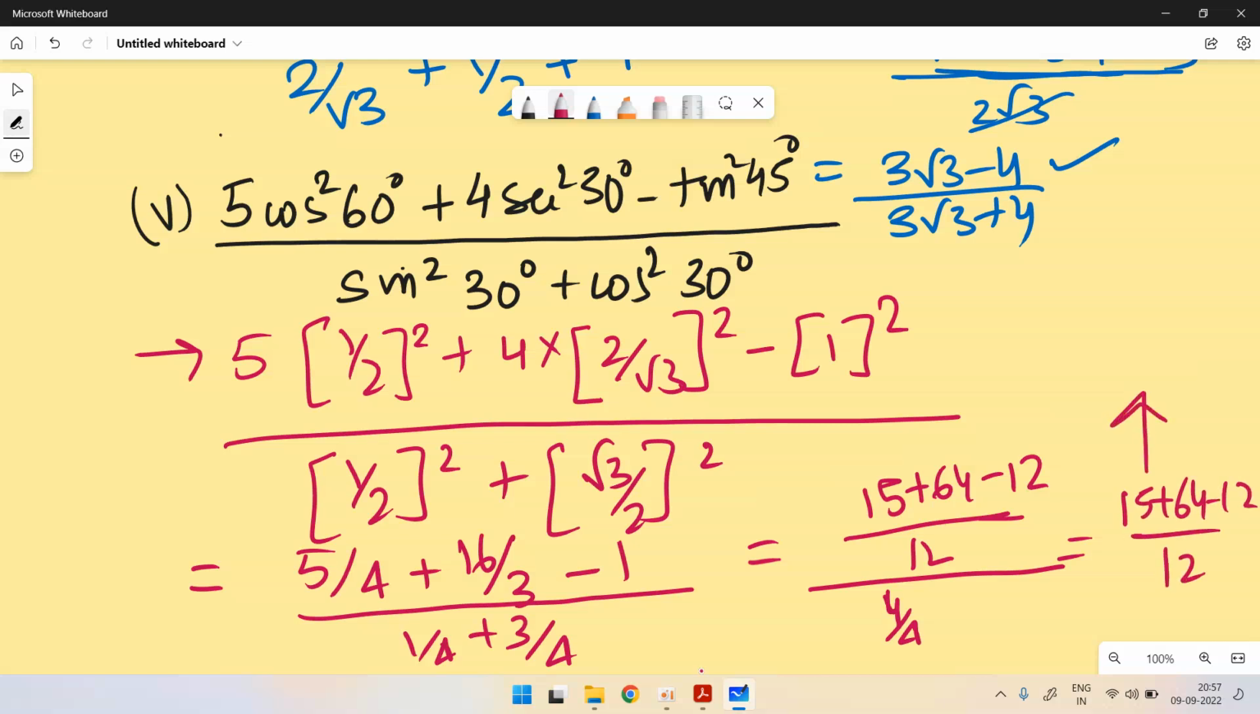So 64 plus 15 is 79, and 79 minus 12 by 12 is nothing but 67 by 12. This is my answer.